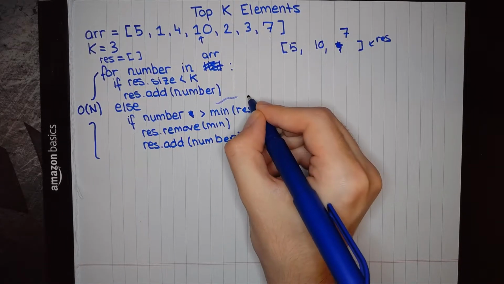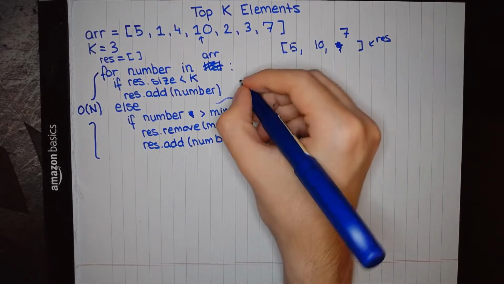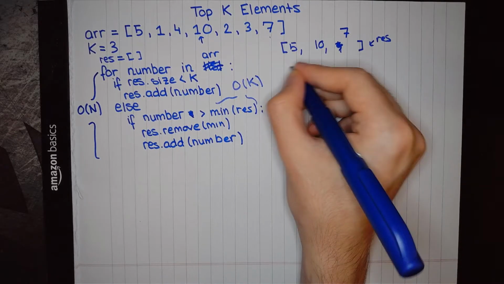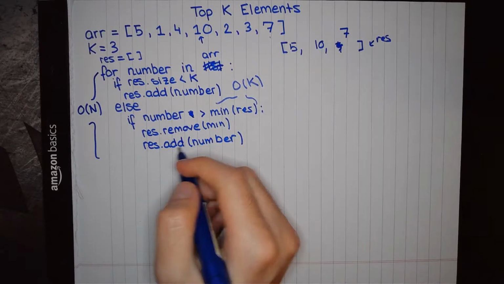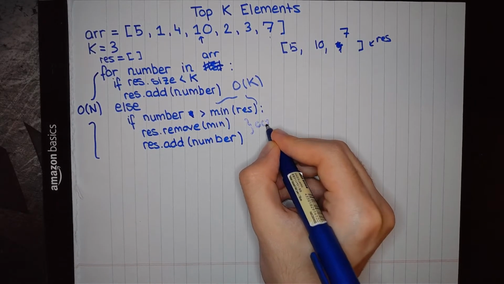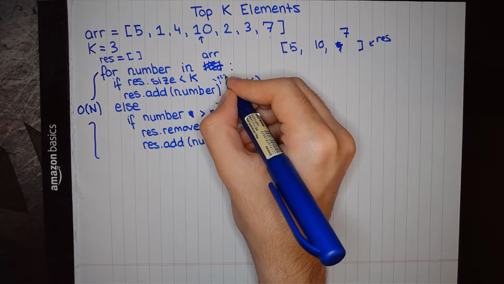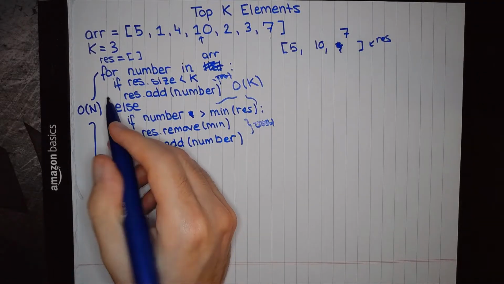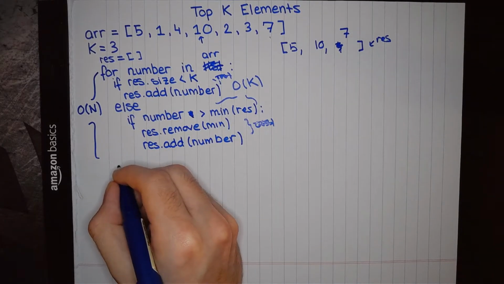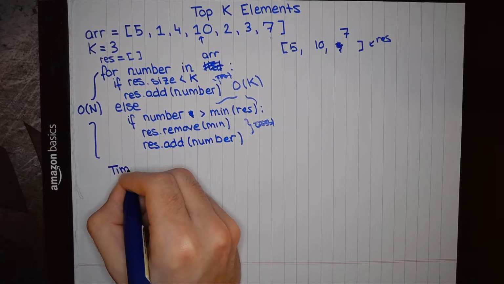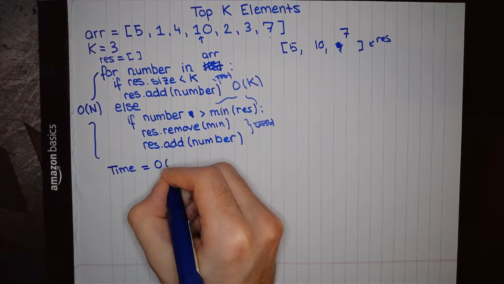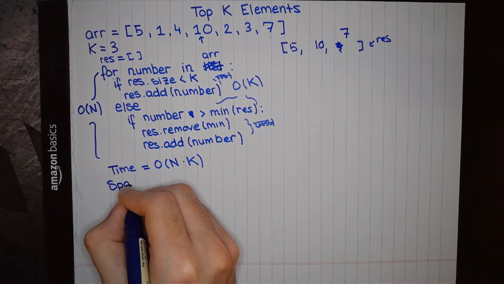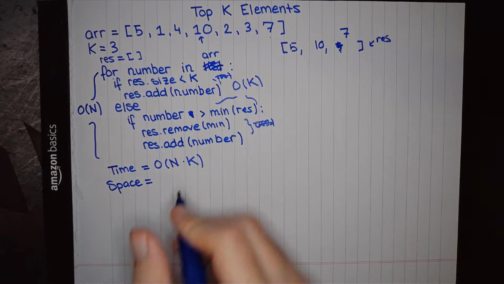Finding this minimum, if I have a list, is going to take O of k time. I have to loop through this whole list and find what the minimum number is. And then I replace, and this is going to be O of 1 time. Up here, that was O of 1 time as well, but we don't really care about that. Those are constant time operations. So we have an outer loop that's O of n and an inner loop that's O of k. And so that gives us our time to be O of n by k.